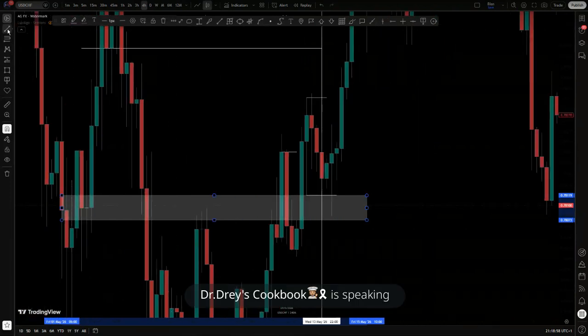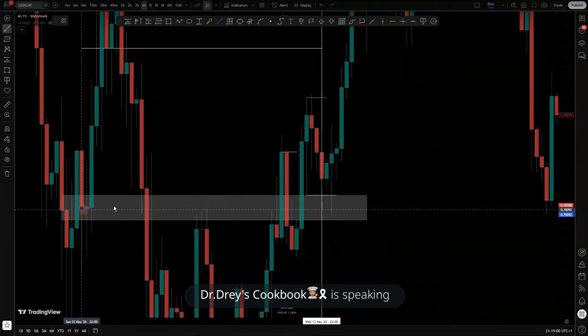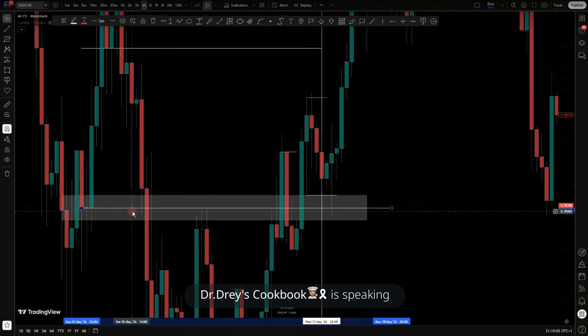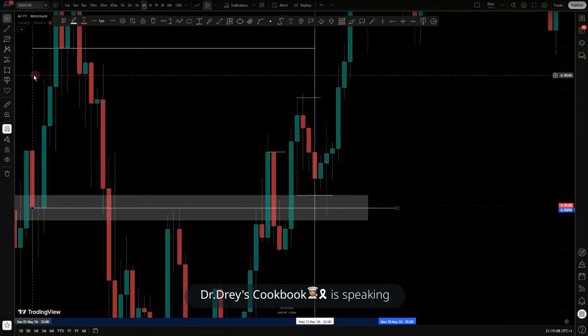And as you can see, this V-shaped key level here has sponsored price action 1, 2, 3, 4, 5, and got disrespected. Now it is fresh. This is my entry.